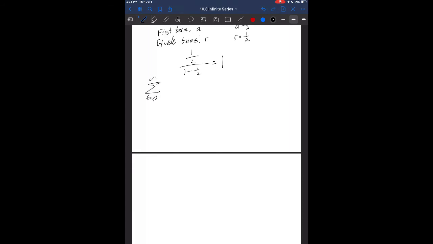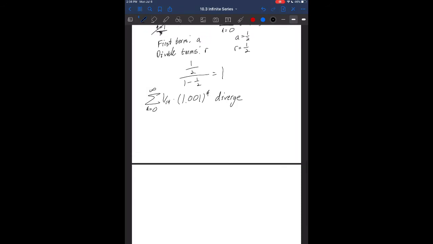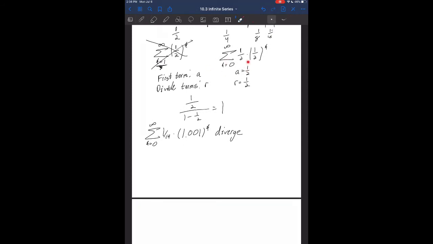So as a quick example of something that diverges, k equals 0 to infinity of 1 over 14 times, just go with 1.001 to the k. Since this 1.001 is bigger than 1, we know that this is going to diverge. Okay, excellent. So let's go through one more quick example where we don't have a starting value of 0, we have a starting value of some other number.